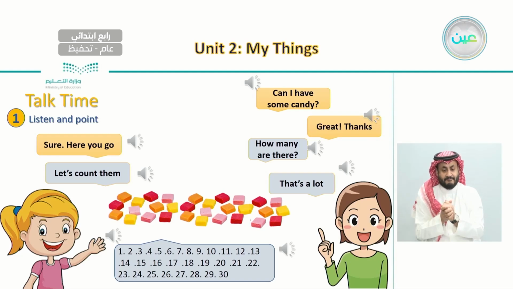Can I have some candy? Sure. Here you go. Great. Thanks. How many are there? Let's count them. 1, 2, 3, 4, 5, 6, 7, 8, 9, 10, 11, 12, 13, 14, 15, 16, 17, 18, 19, 20, 21, 22, 23, 24, 25, 26, 27, 28, 29, 30.